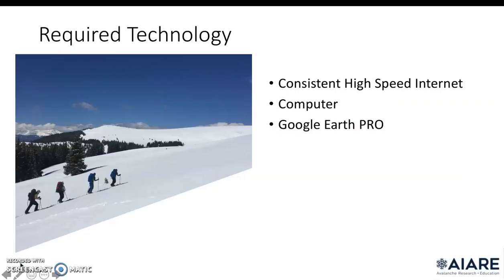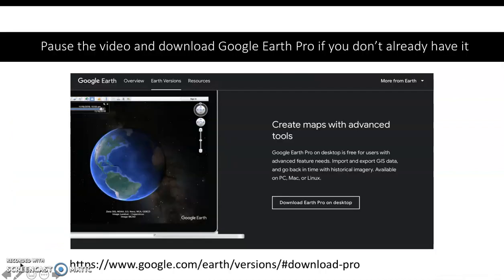So in order to complete this video, there's a check for understanding exercise at the end. You'll need consistent high-speed internet, a computer, and Google Earth Pro. So just as a reminder, Google Earth Pro is the one that you download from the internet and you download it to your desktop. It's not the web-based version. So if you don't have Google Earth, go ahead, pause the video, and make sure you download Google Earth Pro. The URL for that is at the bottom of this page.